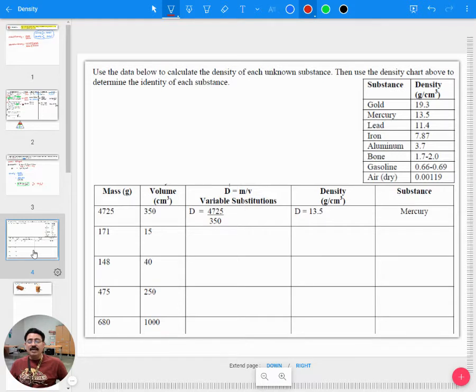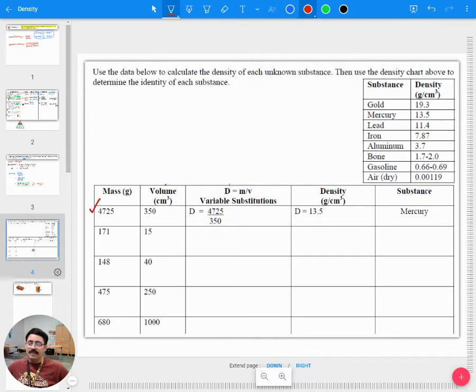Here, a table of values is given. Use the data below to calculate the density of each unknown substance. Then use the density chart above to determine the identity of each substance. That means mass and volume of some substances are given, and you are asked to check what substance it is. Okay, so let's look at question one, the example.